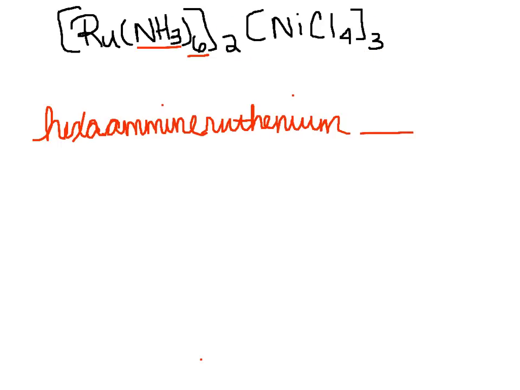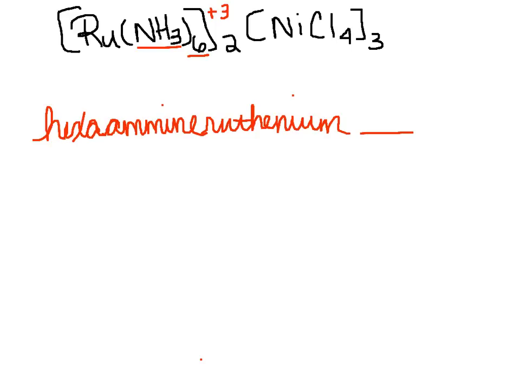Hexaamine ruthenium. And now I need to give the charge of ruthenium, and that's going to come from these numbers right here. Think back to how we named very simple ionic compounds, and we would cross and drop the charges. So it looks like the charge for this ion here is going to be a -2, and the overall charge of this ion here is a +3. Because when we cross and dropped, this 2 started up here, this 3 started up here.